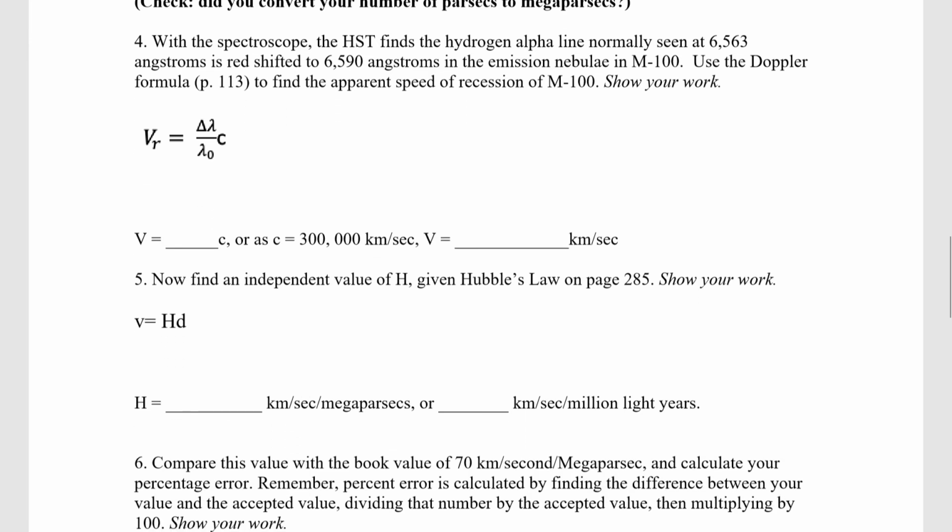Now, number 4. With the spectroscope, the Hubble Space Telescope finds that the hydrogen alpha line, this is a spectral line of hydrogen, which is normally seen at 6563 angstroms. Angstrom is just a unit of wavelength. You don't have to know specifically what that is. But the hydrogen alpha line is shifted, redshifted to 6590 angstroms. So the delta lambda here is simply the difference between 6590 and 6563. And you write that number right there.